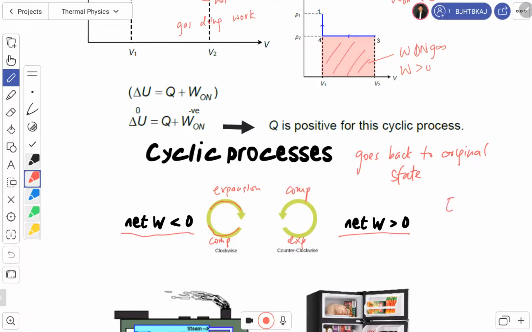For exams, in population questions, always pay attention to phrasing. If they ask work by gas or work on gas.